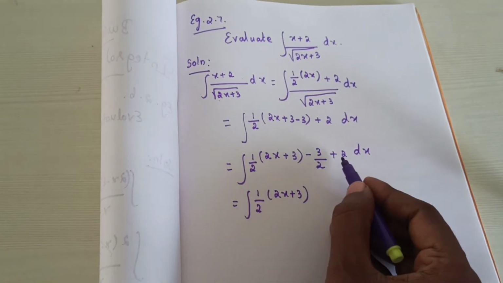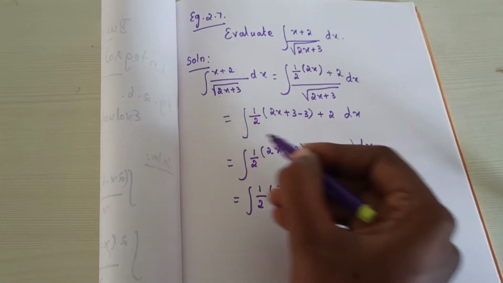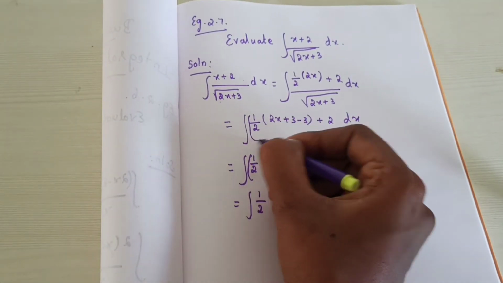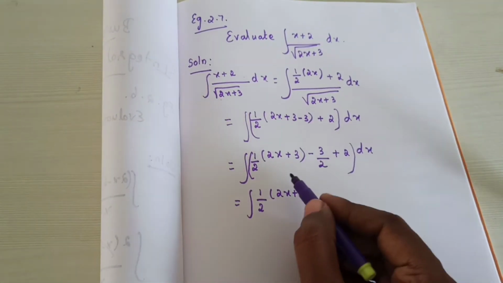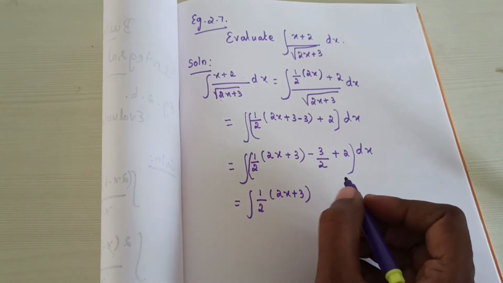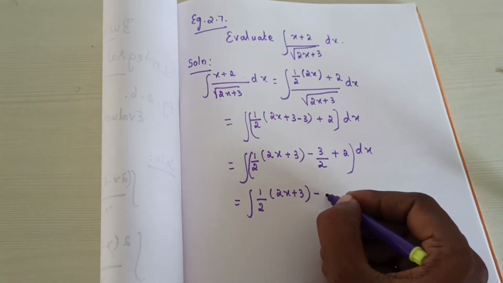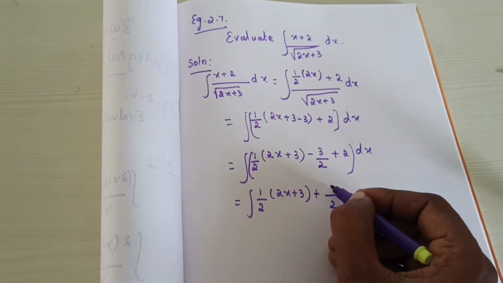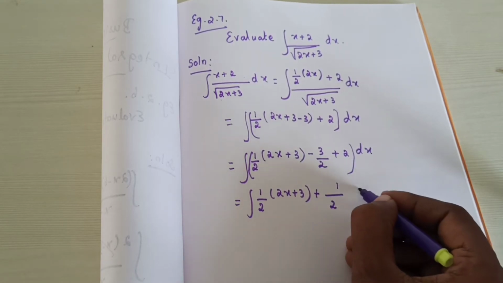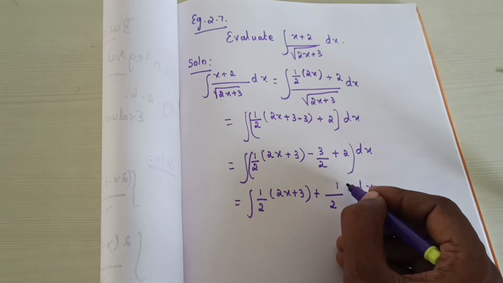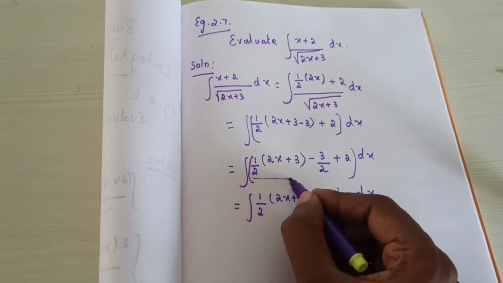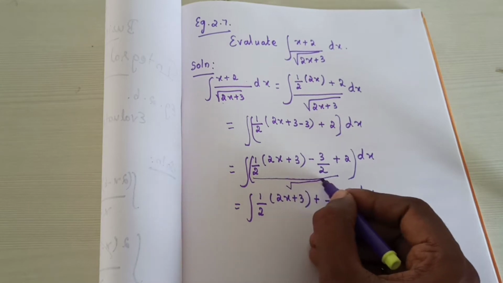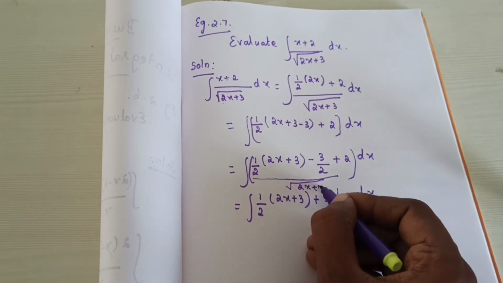Now we can simplify this 2, whole of dx. Minus 3 by 2 plus 2, how much will you get? The LCM is 2, minus 3 plus 4, so it will become plus 1 by 2 of dx. Understand? Plus 1 by 2 of dx. Don't forget the denominator value. Don't forget to put root of 2x plus 3.